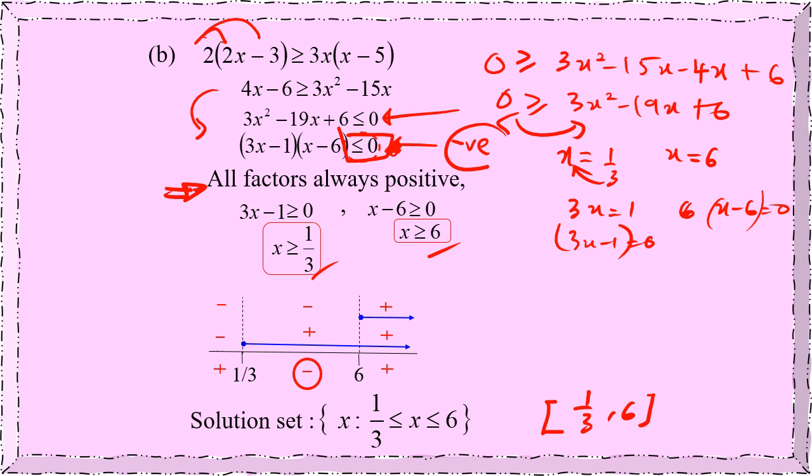Okay, so that's it for inequality. So what did we learn? We learned how to solve inequalities: the linear inequalities and the quadratic inequalities. For the quadratic, we have three methods. You have to know all three methods. Okay, so that's all for this lecture. Thank you.